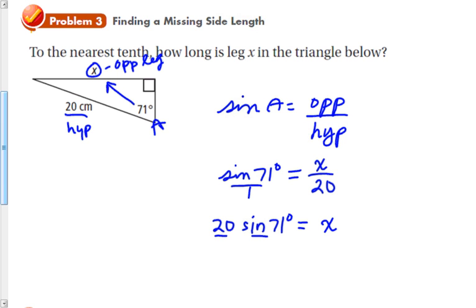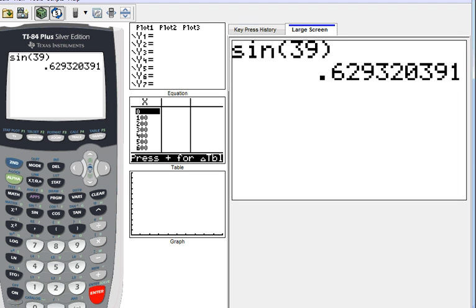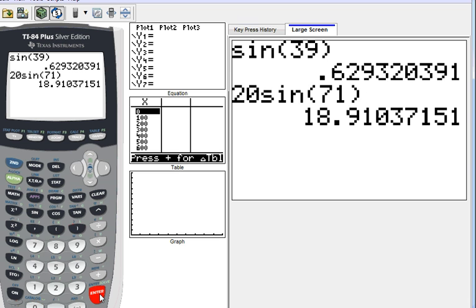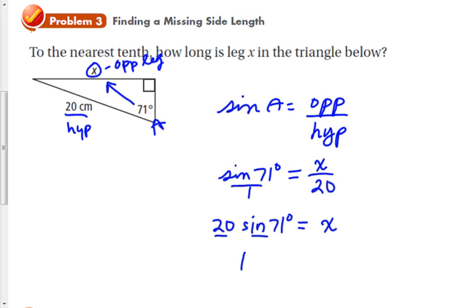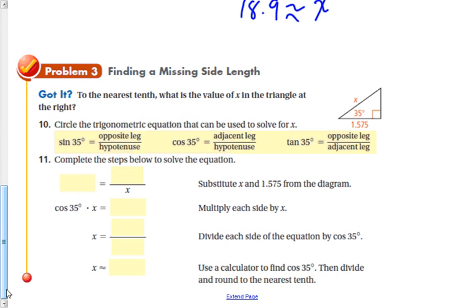And then I'm just going to go to my calculator and have it calculate that. We want 20 times the sine of 71. But you got to make sure that your calculator is in degree mode, which I know it is because I just put it in degree mode. But 20 times the sine of 71, enter, is 18.9. Approximately, to the nearest tenth. And then just look at your triangle, make sure that makes sense. The leg has to be shorter than the hypotenuse in a right triangle, so that seems to make sense. So our answer is about 18.9. Go ahead, you try that.